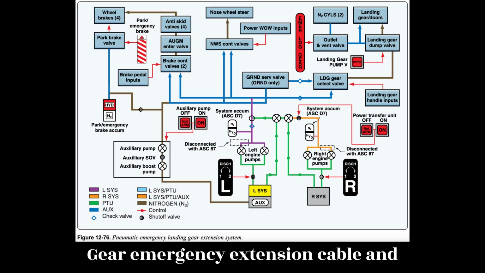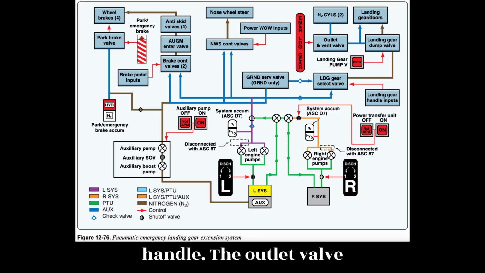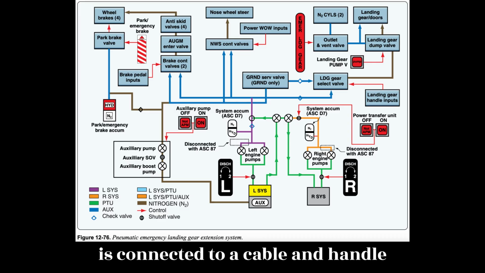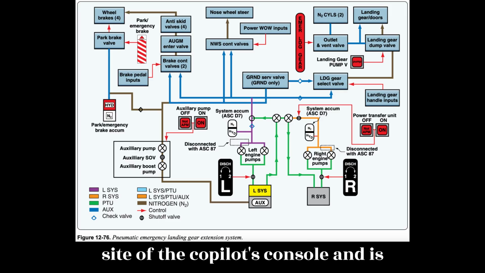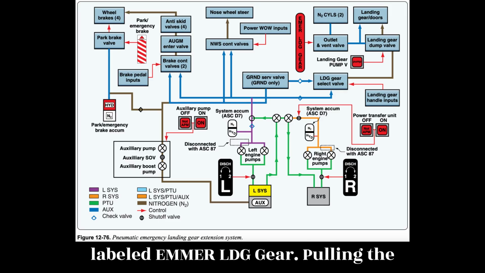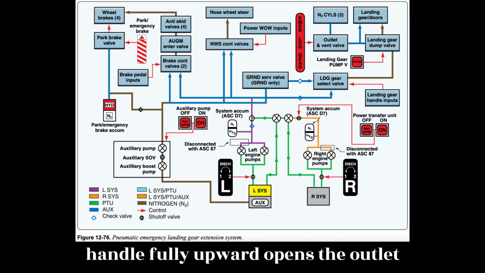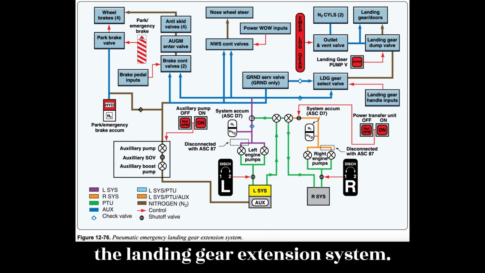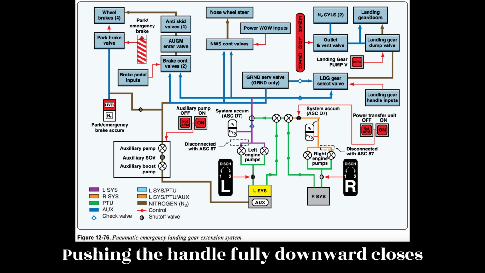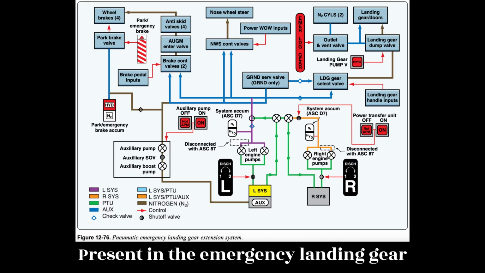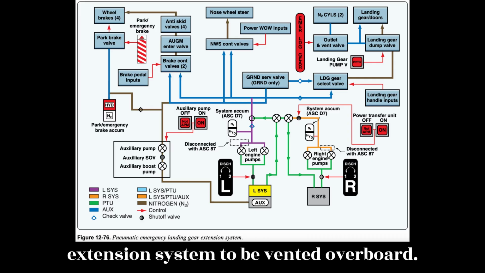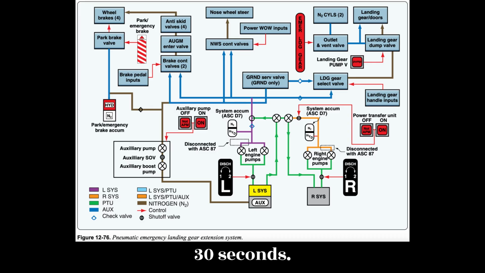Gear emergency extension cable and handle. The outlet valve is connected to a cable and handle assembly. The handle is located on the side of the co-pilot's console and is labeled MR-LDG gear. Pulling the handle fully upward opens the outlet valve, releasing compressed nitrogen into the landing gear extension system. Pushing the handle fully downward closes the outlet valve and allows any nitrogen present in the emergency landing gear extension system to be vented overboard. The venting process takes approximately 30 seconds.